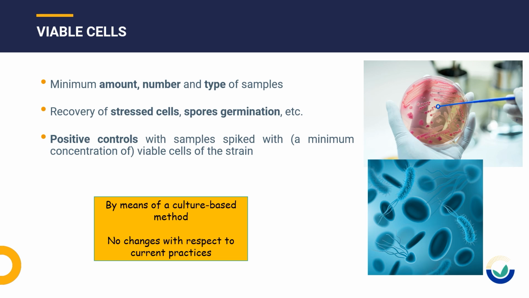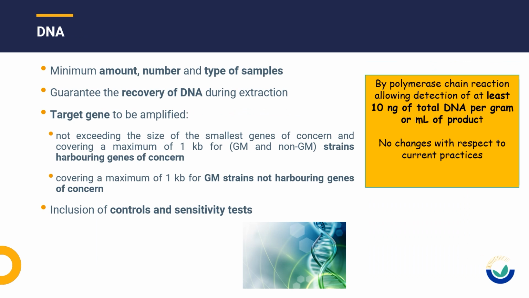The guidance establishes that analysis should be conducted using culture-based methods, include the relevant controls, and guarantee the recovery of stressed cells and germination of spores. It also establishes the number and type of samples to be tested. Similarly, when required, the presence of DNA of the microorganisms in the final product needs to be investigated by means of a PCR, allowing the detection of at least 10 nanograms of total DNA per gram or milliliter of product. The guidance describes again the type and amount of samples to be tested, the target gene to be amplified depending on the type of products, and the need for relevant controls and sensitivity tests.